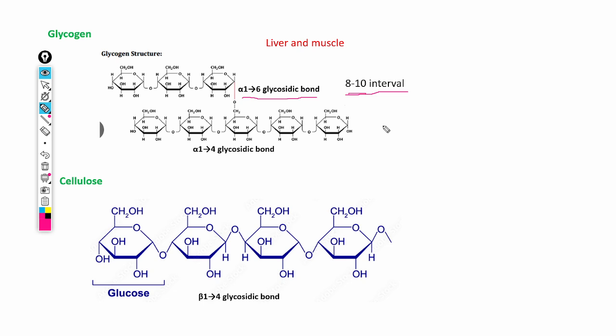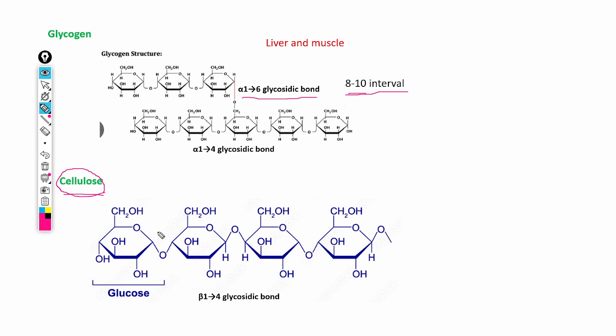So next is cellulose. So what is cellulose? Cellulose is a linear unbranched structure, and cellulose is the most abundant biomolecule on earth. That means carbohydrate is the most abundant biomolecule on earth, and out of all the carbohydrates, cellulose is the most abundant. So it is a structural polysaccharide. That means it forms the cellulose fibers and it provides rigidity to the plants.